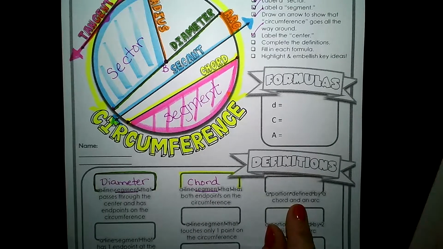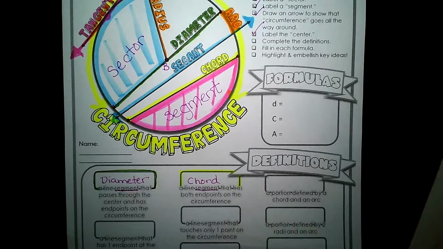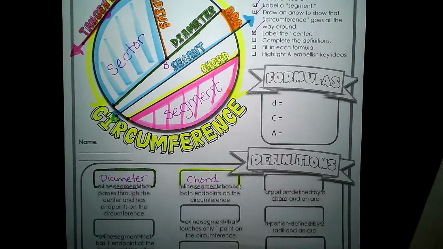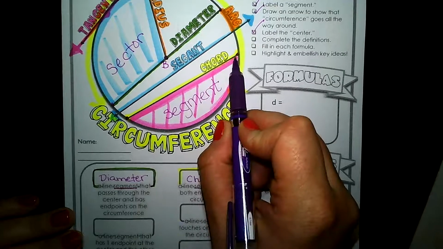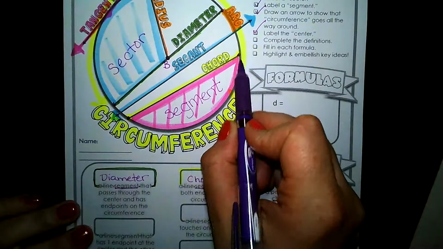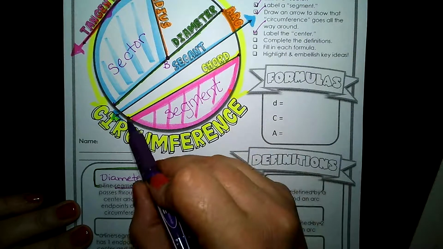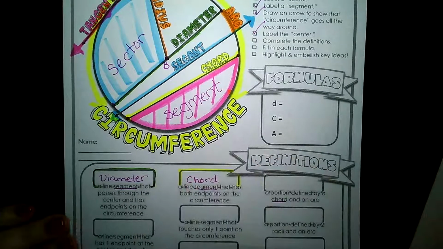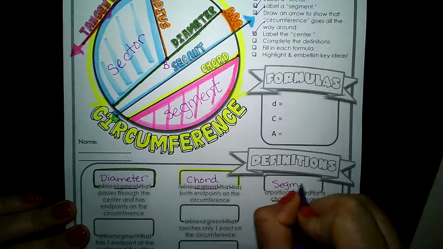Next, a portion that's defined by a chord and an arc. So look, it's defined by the chord. Let's go find that chord. Here's the chord. And remember, an arc is along the edge of the circle, along that circumference. So defined by the chord and the circumference out here, we're highlighting the segment. A segment of a circle.